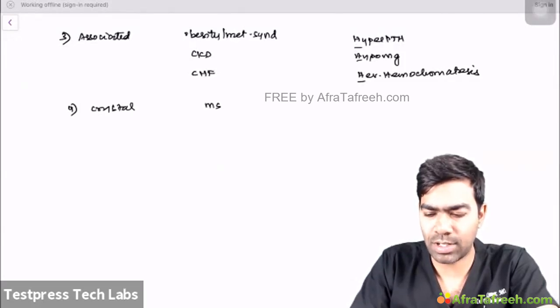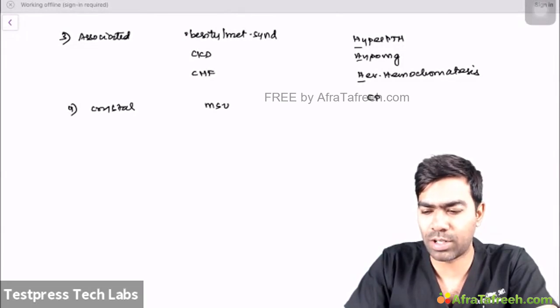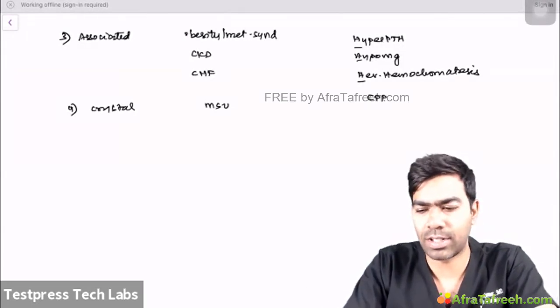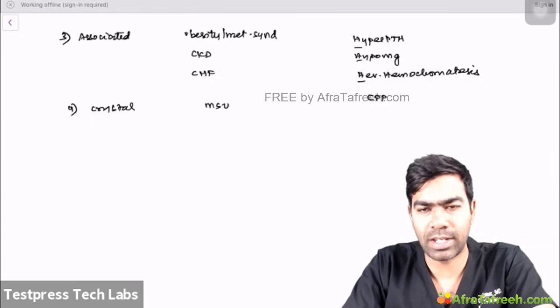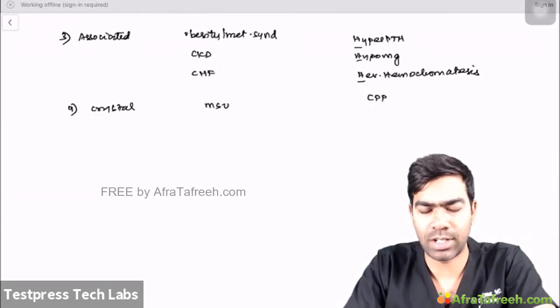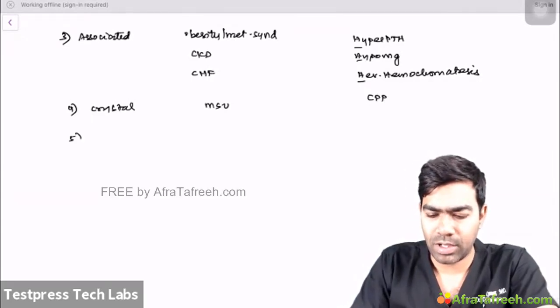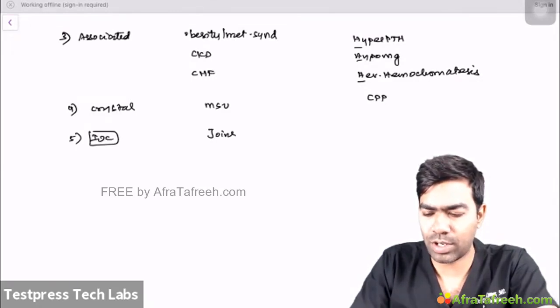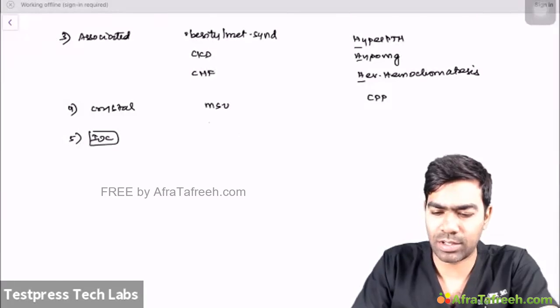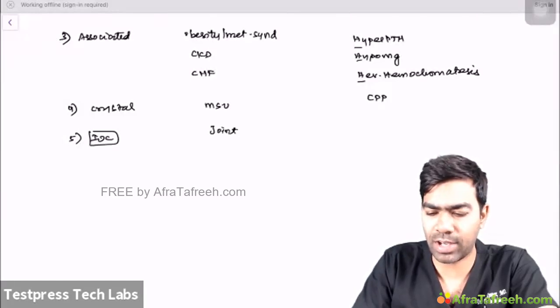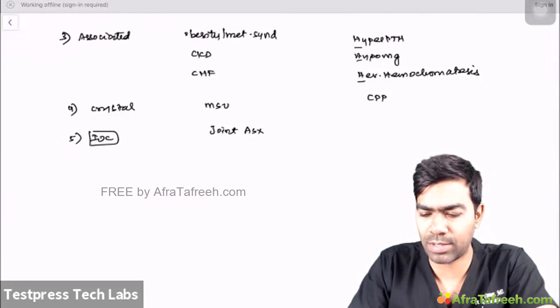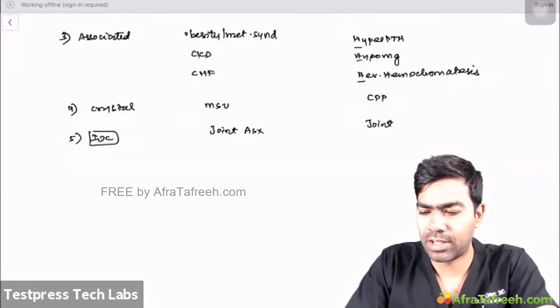The most important crystal here is the monosodium urate crystal. Here the most important crystal is the calcium pyrophosphate crystal. That is the reason why it is called CPPD, calcium pyrophosphate deposition disease. Then if they ask you the investigation of choice for both these disorders, you are going to go for an arthrocentesis, synovial fluid analysis. I can write it either as arthrocentesis, joint aspiration, or synovial fluid analysis also.